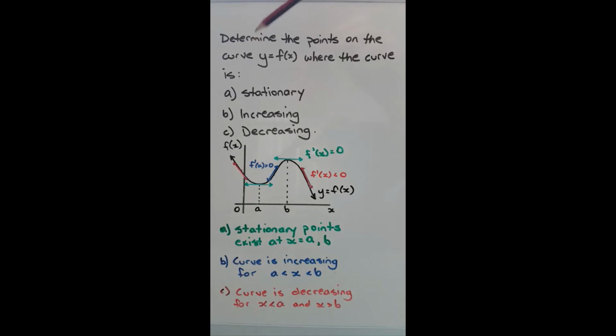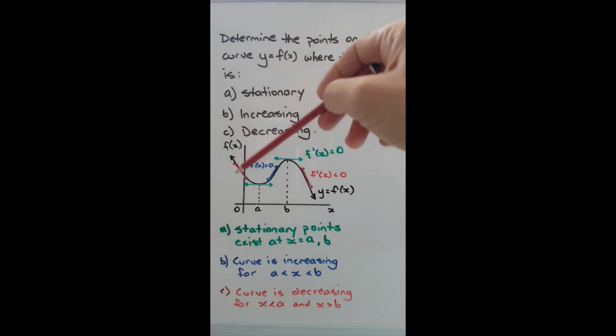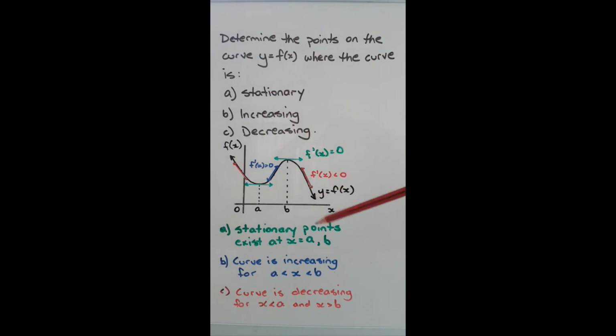Determine the points on the curve y equals f of x where the curve is stationary, increasing, and decreasing. Here is the curve y equals f of x. Now, stationary points exist at x equals a and x equals b, so these 2 points here, because the gradient of the tangent to the curve at those 2 points is equal to 0. In other words, f dash of x is equal to 0. So that means that the curve is neither increasing nor decreasing at those 2 points.